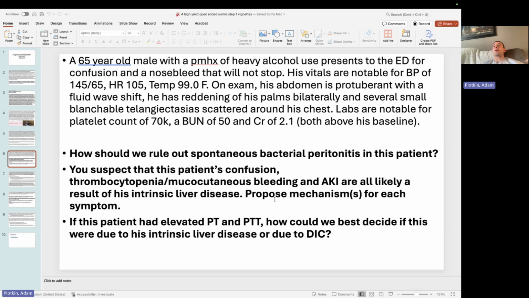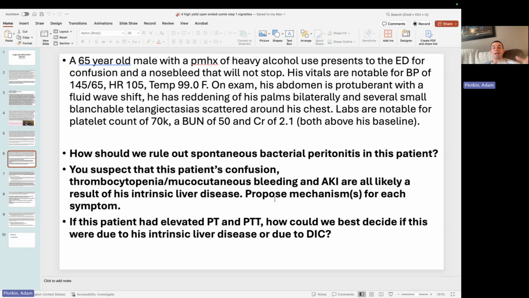And again, hepatorenal, we won't discuss that now because it's a very complex advanced algorithm on top of that we don't need to go into for step 1 stuff. And then my last question, if we got a coagulation study on this patient and we got his PT and PTT and we saw that they were elevated as well, which they very well might be in this patient, how could we best decide if this were due to his intrinsic liver disease or due to DIC? So pause your screen and consider that.